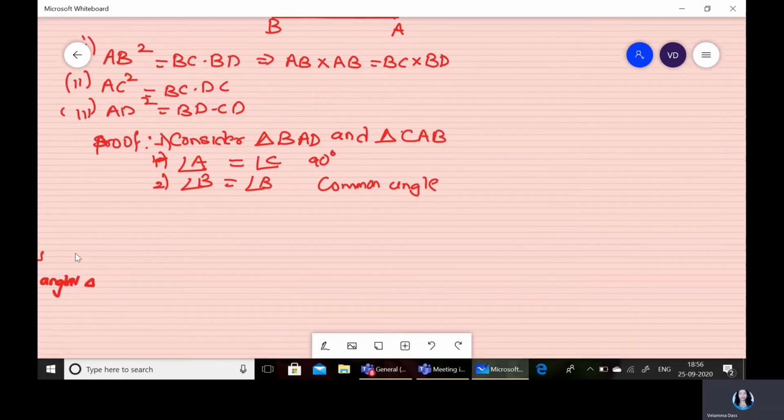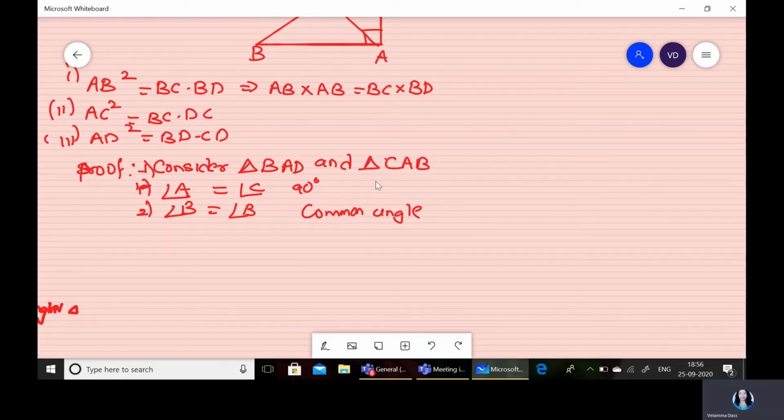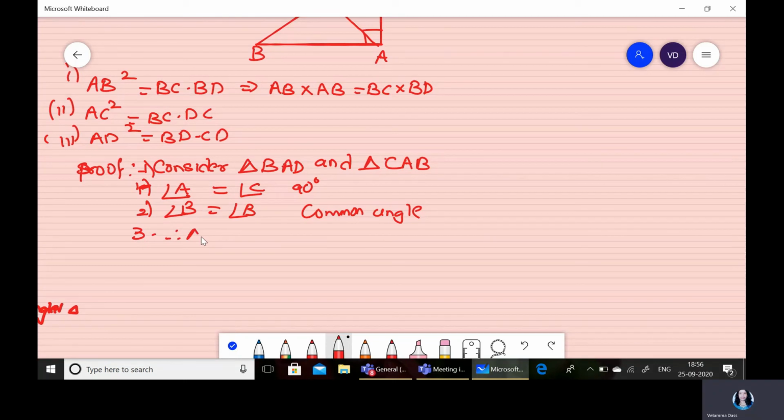Now, when I have written this, I have not written the correspondence in the first case. But when you write similarity, it is mandatory that you write the correspondence. Now, the letter A corresponds to C. So if I write this as the first letter, then my first letter here should be C. Here the second letter is B, so here if I write B, then here should be B. The remaining letter here is D and here the letter is A. So I say by the AA test of similarity, these two triangles are similar.